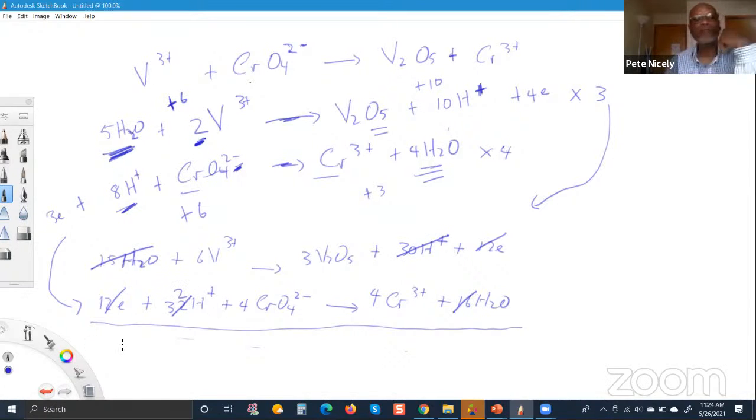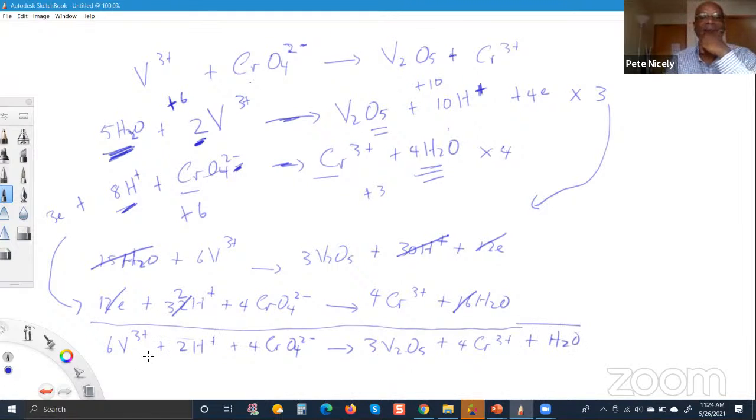And therefore, we just write down what is left: 6 V3 plus 2 H plus 4 CrO4 2 minus to give 3 V2O5 plus 4 Cr3 plus H2O. And that should be the final answer. But of course, as I always say, make sure you check and make sure everything is balanced. So let's do that now.